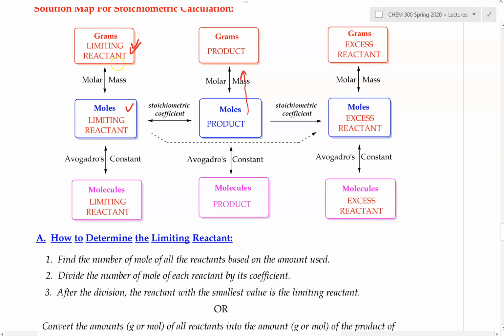Then the solution map is as follows. First, start with grams of the limiting reactant and convert that into moles. And now, after we get the moles of the limiting reactant ready, we can now convert to moles of the excess reactant.